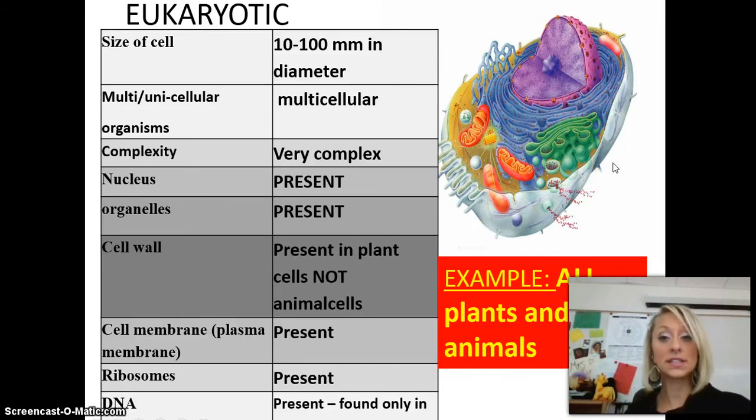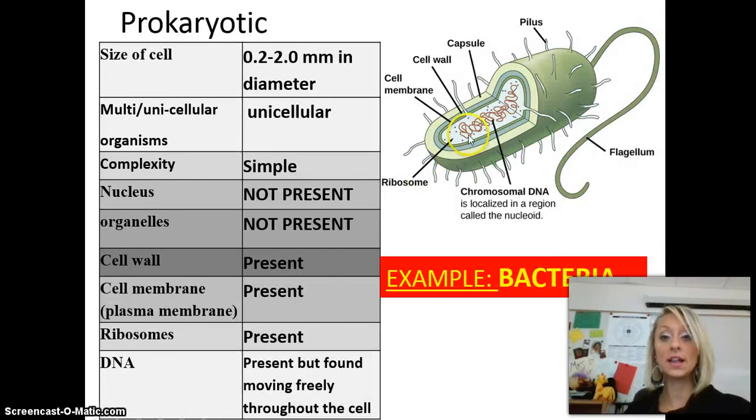Cell membranes are present throughout all of the different types of eukaryotic cells. Ribosomes are also present, and DNA is found in this large purple organelle that's called a nucleus. So the nucleus contains the DNA in a eukaryotic cell, whereas if we back up, the prokaryotic cell, it does have DNA, but there's no nucleus. The DNA is just freely flowing.